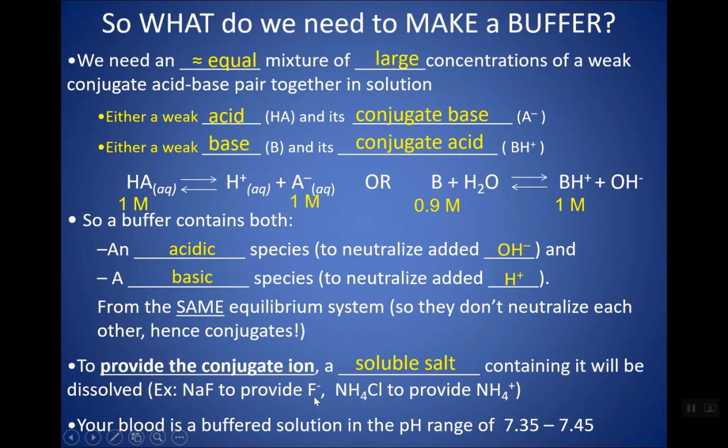Your blood is a buffered solution. It ranges in a pH that's relatively close to 7, but buffers don't have to maintain a pH of neutral. It could maintain any pH. It just has to not change to be a buffer.